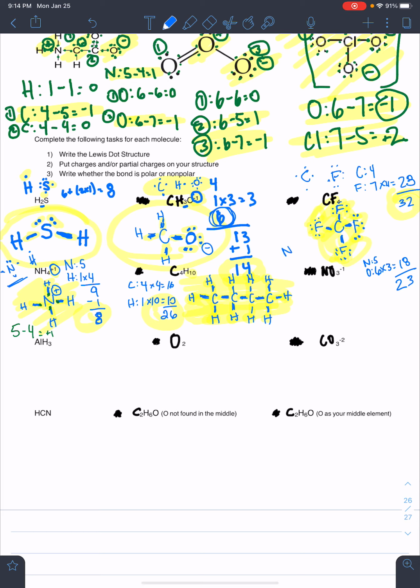So if we look at our N Lewis dots and our O Lewis dots, we know that N wants to bond with 1, 2, 3 things, while O only wants to bond to 2 things. So let's put our N in the middle, and let's bond it with our other O's.